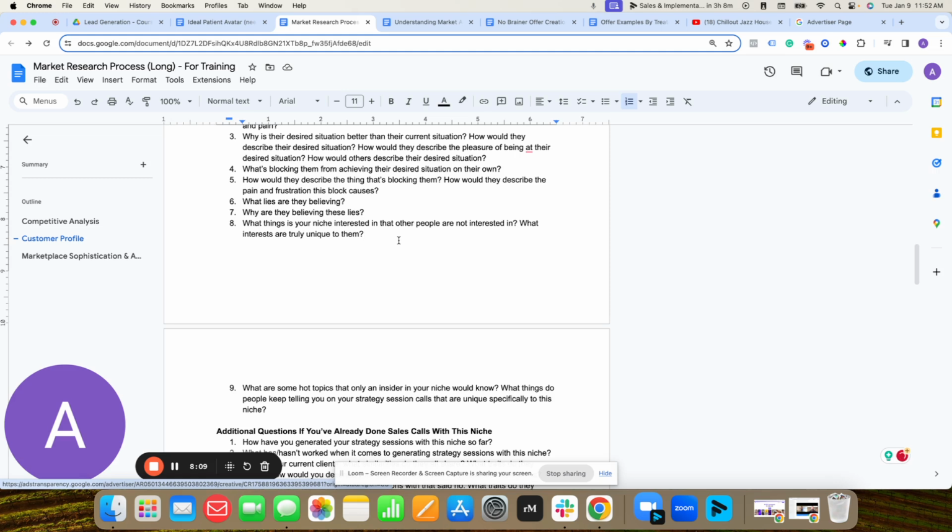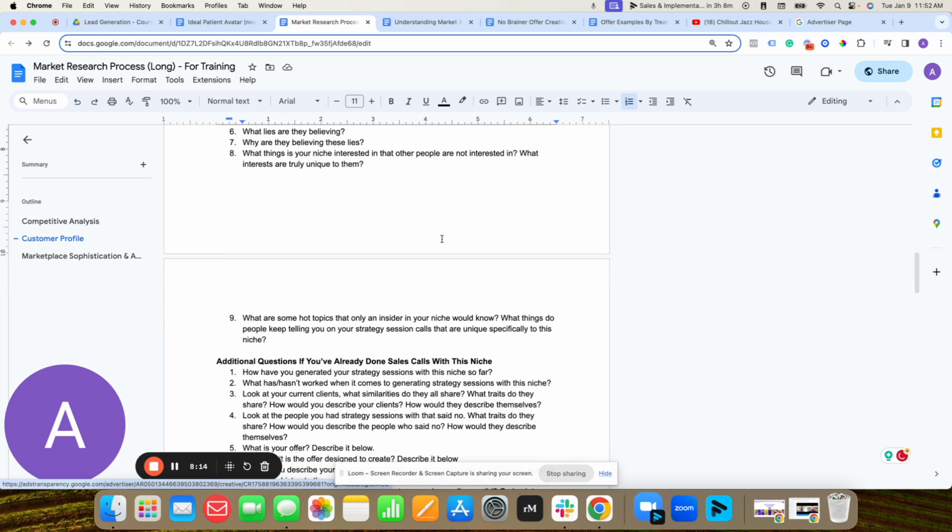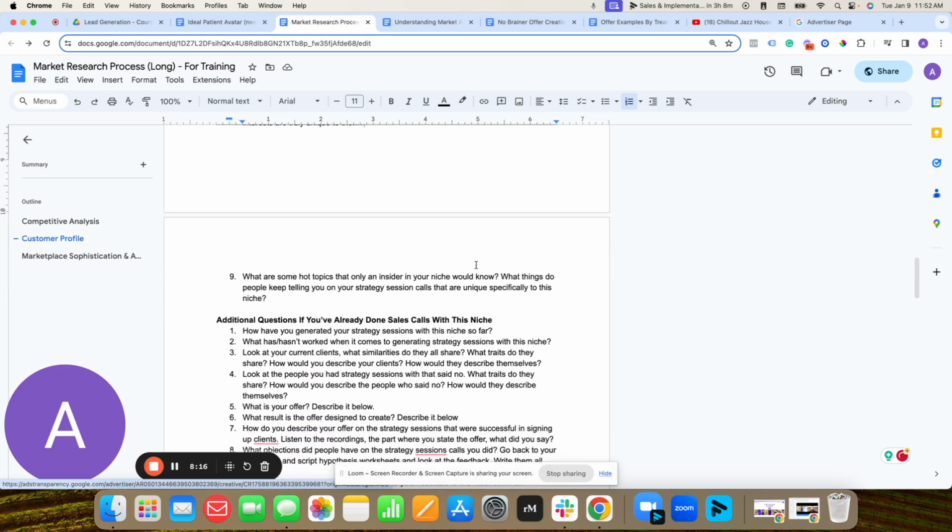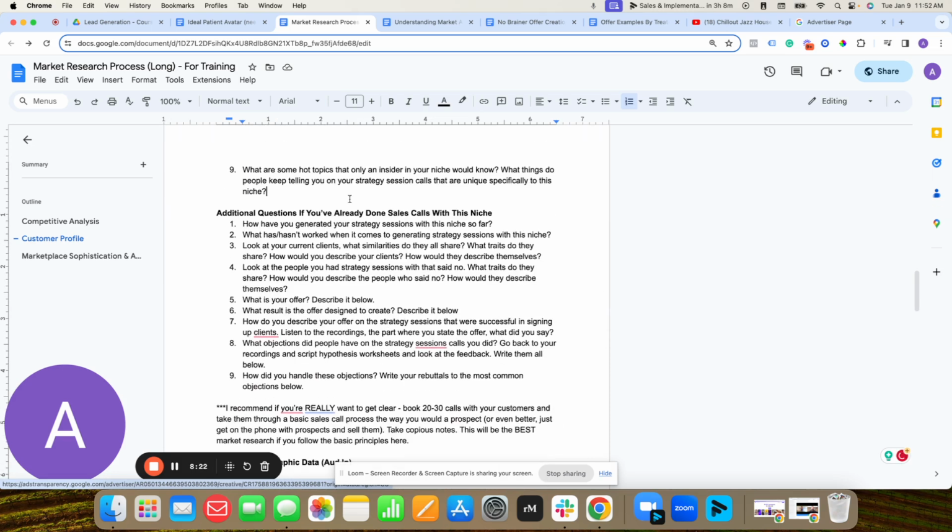Indoctrinate them to become one of your ideal patients by giving them the education to understand what you understand about their health. What are some hot topics about knee pain, about regenerative medicine, about aesthetics that only you would know? What things do people keep telling you in your consultations that are uniquely specific to this type of patient?